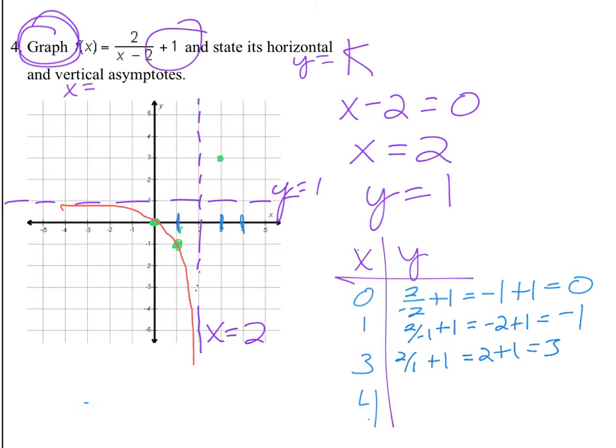Right there. Now if I plug in a 4, 4 minus 2 is 2. I end up with 2 over 2 plus 1, which is 1 plus 1, which is 2. Okay, so I also have this point. Now again, I can see my line. It comes down the asymptote.